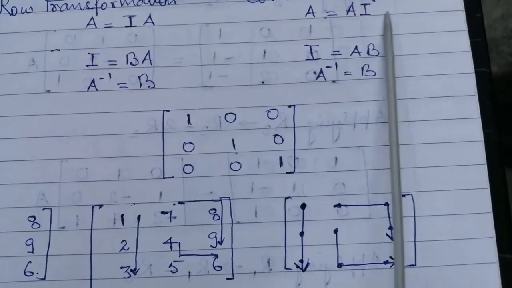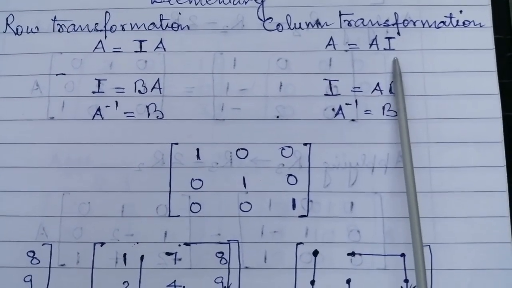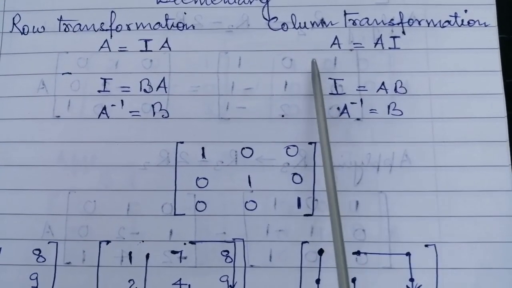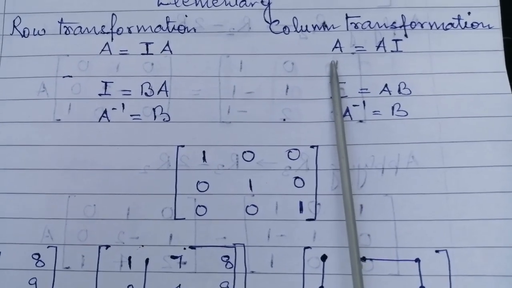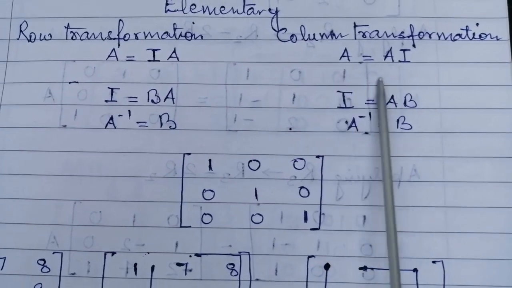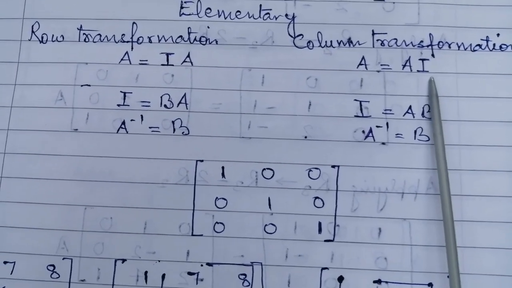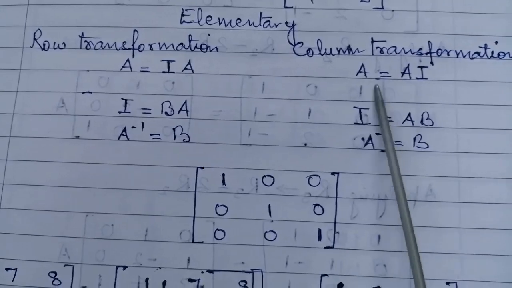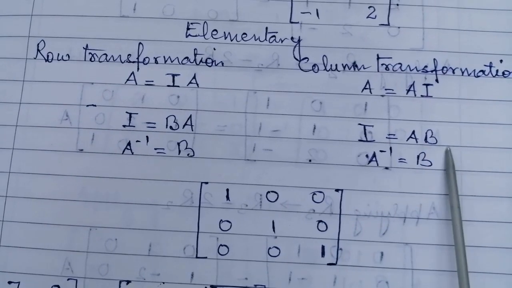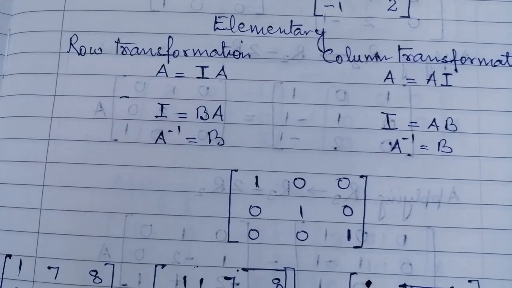Whereas for column transformations, we were writing matrix A is equal to A into I. Now this is the basic difference between row transformation and column transformation. For row transformation, we write A is equal to I into A, whereas for column transformation, we write A is equal to A into I. Again, we apply operations on this matrix A and simultaneously on this identity matrix until this matrix A becomes an identity matrix. So we get I is equal to A into B, and hence A inverse will be equal to matrix B. Now this we had discussed earlier also.